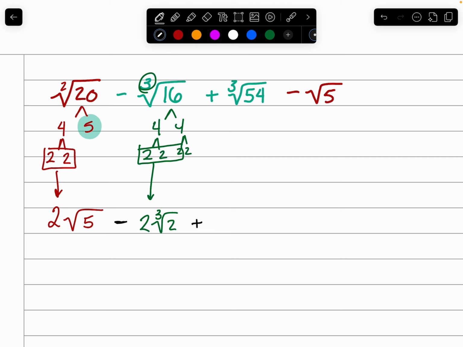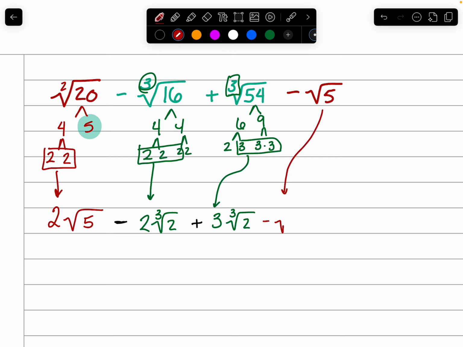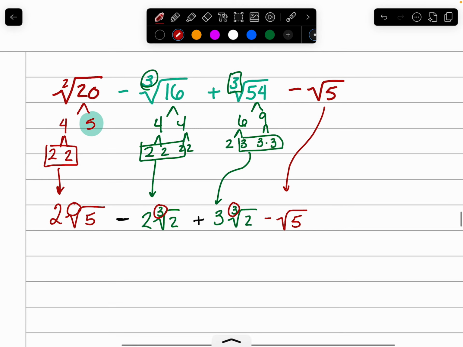Still minus, and then I'm going to go plus. Now let's factor 54. That is 6 times 9, 2 times 3, 3 times 3. My index is 3, so I'm going to box 3. And that's the one that goes outside. Cube root of 2. And now we bring this down because it's already at its simplest form. So now it looks like we have the same indices, so that's a plural for index. And same here. Remember, if it's not there, it is automatically a 2.